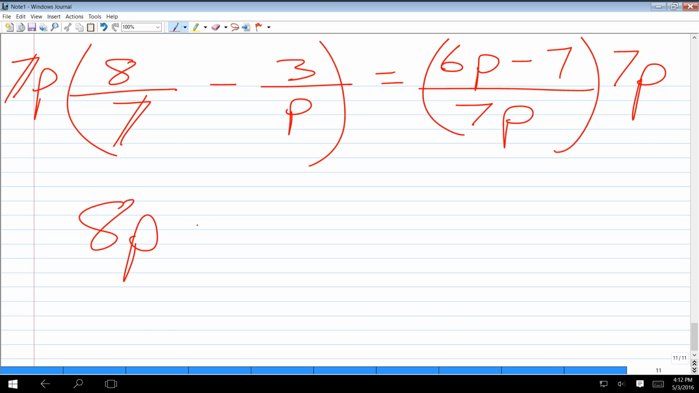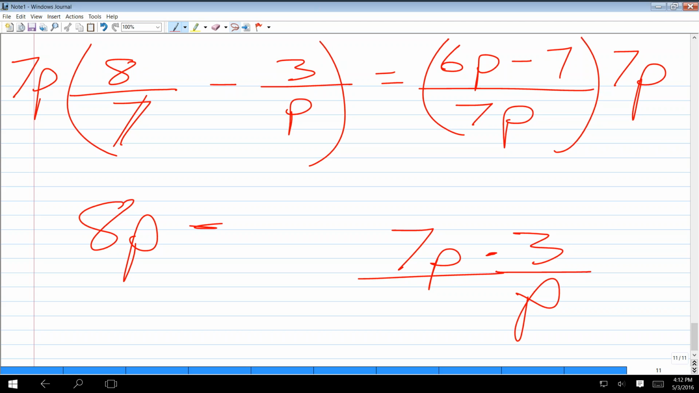8p. Okay. Now multiply the 7p times this thing. What do you get? 7p? Or 7p squared? Hold on. I'm multiplying 7p times minus 3 over p. So 7p multiplied by 3 over p. What happens to the p's? They cancel. And you're left with? 21. Perfect. 7 times 3. Oh, I'm sorry, I thought that was a minus.